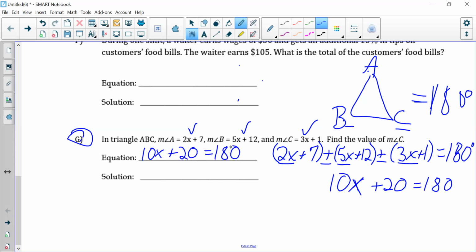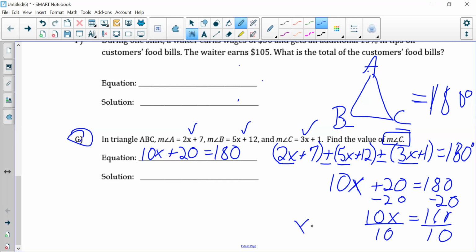All right, and then let's solve. We want to find the value of the measure of angle C. Well, in order to do that, we're first going to have to find out what x is. All right, so let's solve for x. So first, I'm going to subtract 20 from both sides. So it gives me 10x equals 160. And then I need x by itself, so we're going to divide both sides by 10. So I get x equals 16.